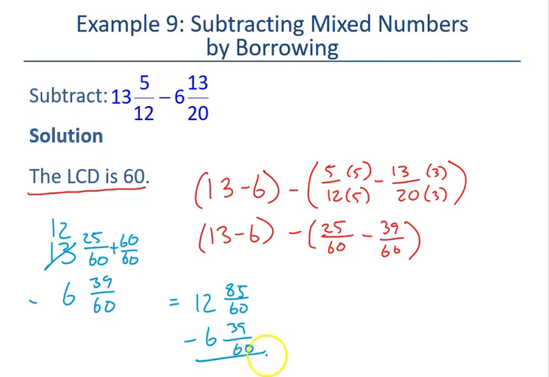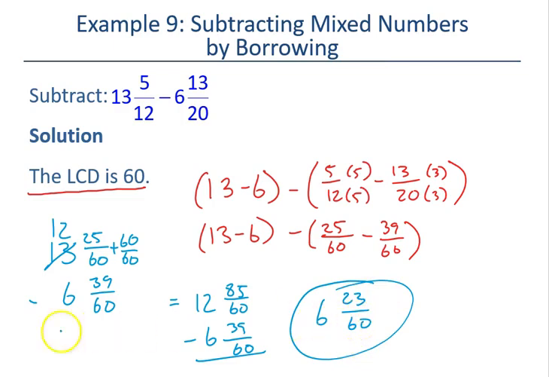Now I can subtract 39 from 85, and when I do, I get 46. Okay, so that's going to give me 46 over 60, and then I can do 12 minus 6, and that's just going to give me a 6. And so therefore, my final answer is going to be 6 and 23/60. This does not reduce down any further. And so that's kind of how we do things.